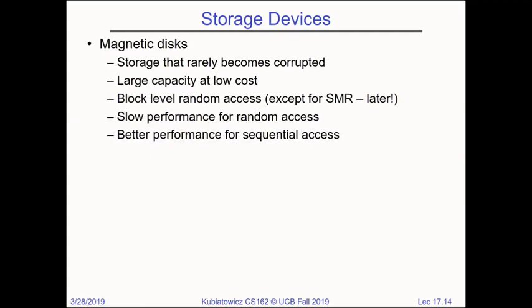Block-level random access, except for shingled magnetic recording, which we'll talk briefly about later. But by and large, a block, like 4K, can be written anywhere on the disk. But random access to the disk is extraordinarily slow. So you don't want to be doing random access to a disk. You only do it under extreme duress. And you get much better performance if you read sequentially. When we start talking about file systems next week, we're going to talk a lot about how to avoid randomness in your actual disk because it's just really slow.